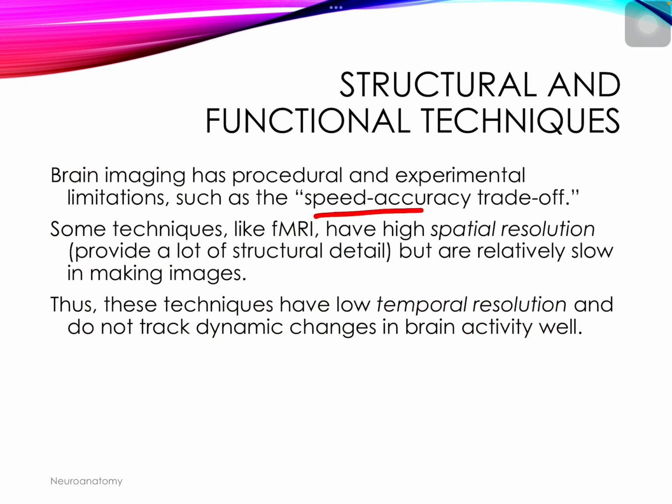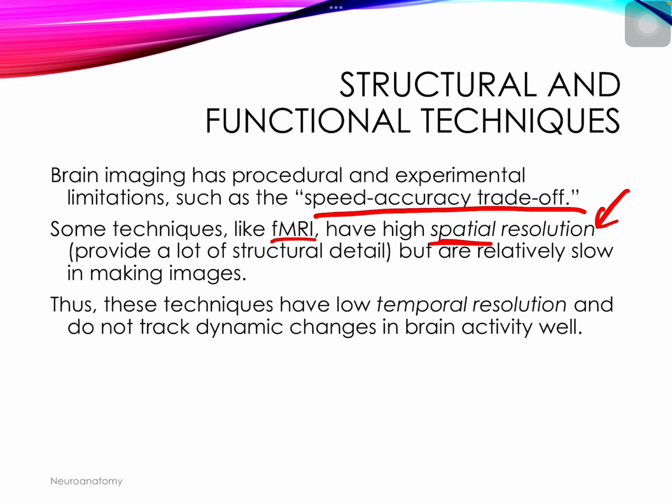And so we typically talk about this speed accuracy trade-off. There are some techniques that have really great what we call spatial resolution. It's very, very detailed structural pictures. They look really, really clear. You can see them at, for example, 1 millimeter to 3 millimeter slices and get a really good visual on the brain.